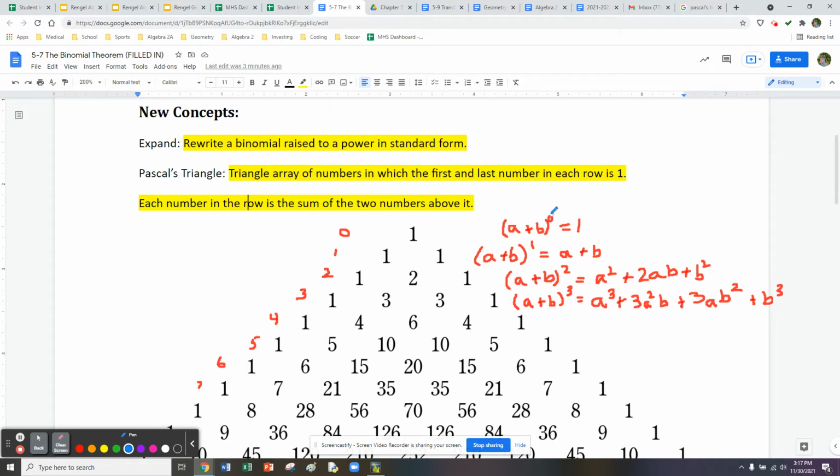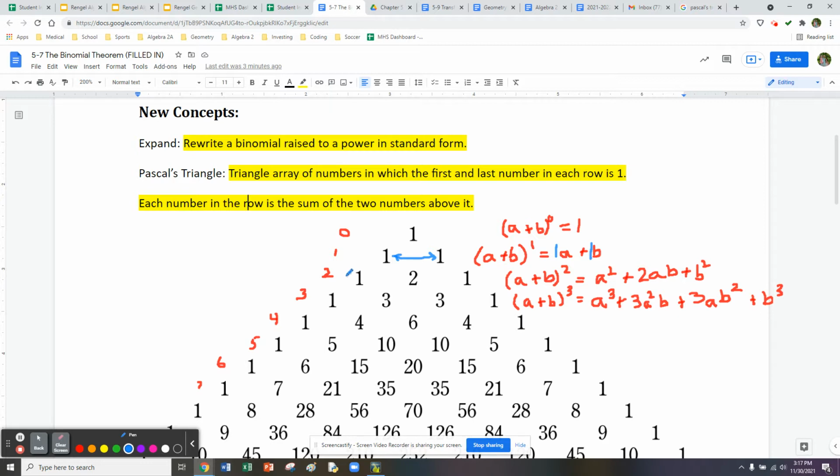So a plus b to the 0 power, well, anything raised to the 0 power is just a 1. A plus b to the first power, if you look at your coefficients, those are going to match up to Pascal's triangle. So those both have a coefficient of 1, and that's what we're seeing right here. Both have coefficients of 1.